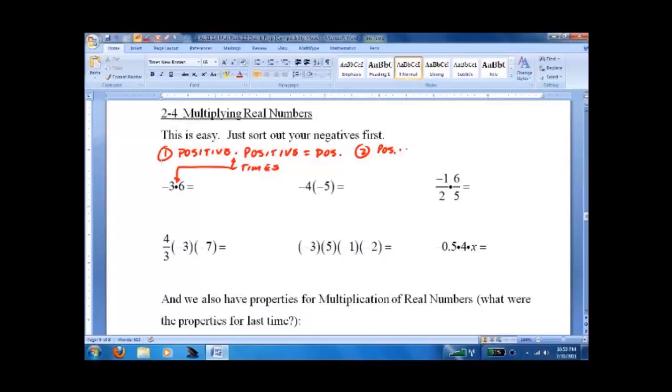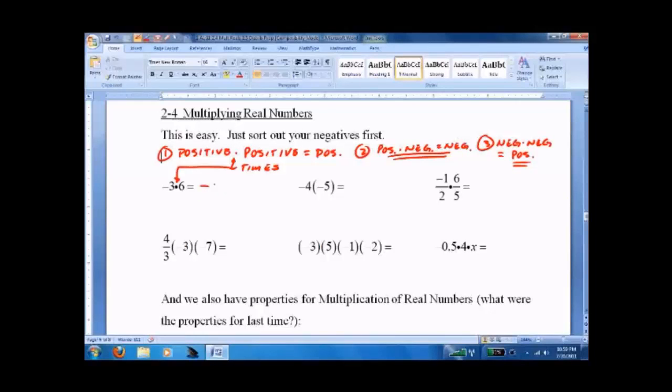Positive times a negative equals a negative. You want to know why? I don't know, it gets awfully existential at that point, so I'm just going to say it does. And negative times a negative equals a positive. There's the three. Not that difficult to remember.